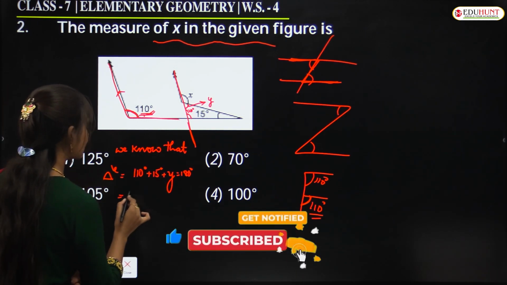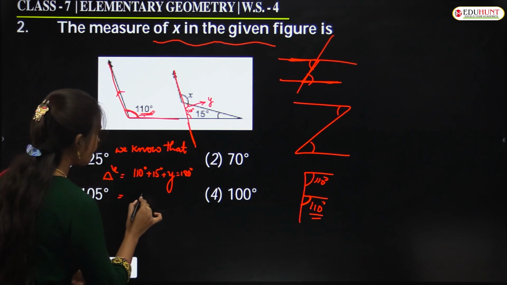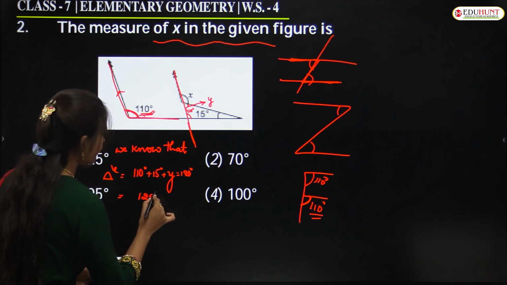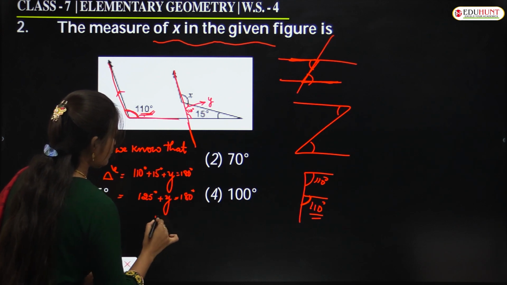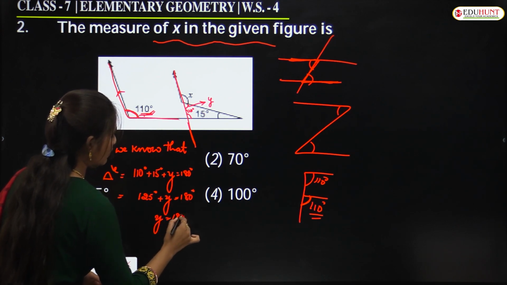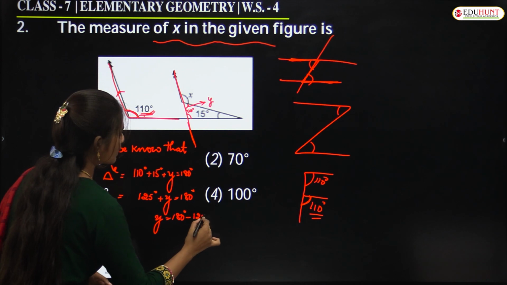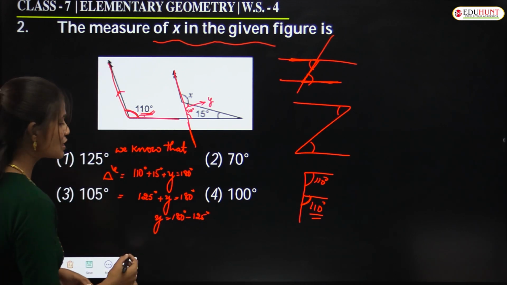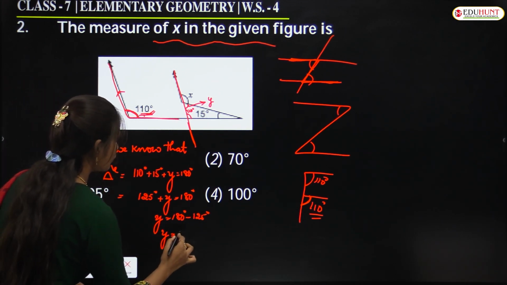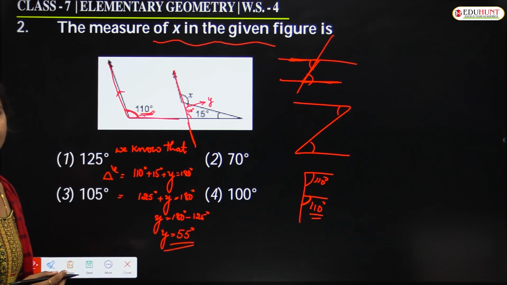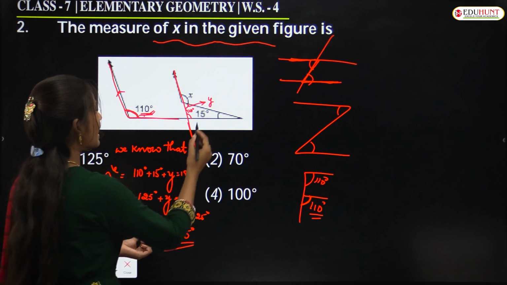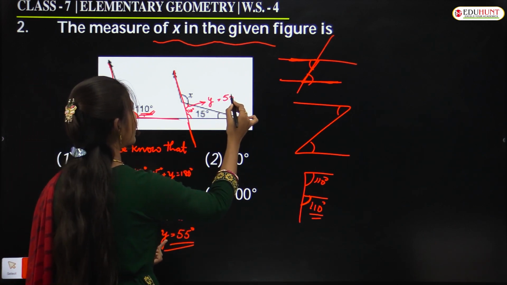By using that condition, 110 plus 15 is equals to 125 degrees plus y is equals to 180 degrees. So y is equals to 180 degrees minus 125 degrees. So which is equals to? Y is equals to 55 degrees. Okay, is it clear, children? So here what is that another angle? Y is equals to 55 degrees.